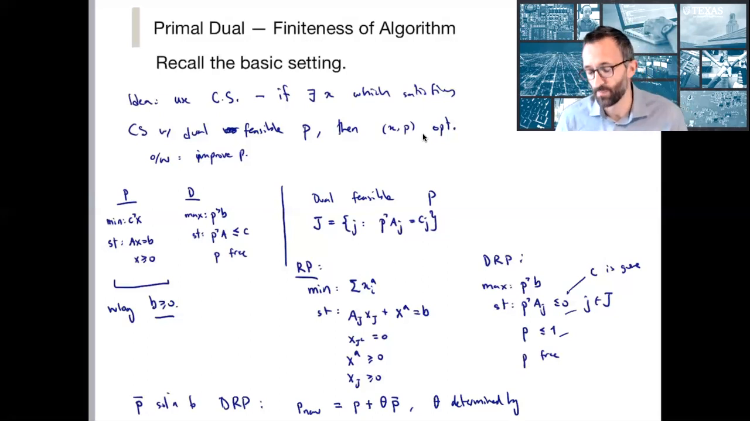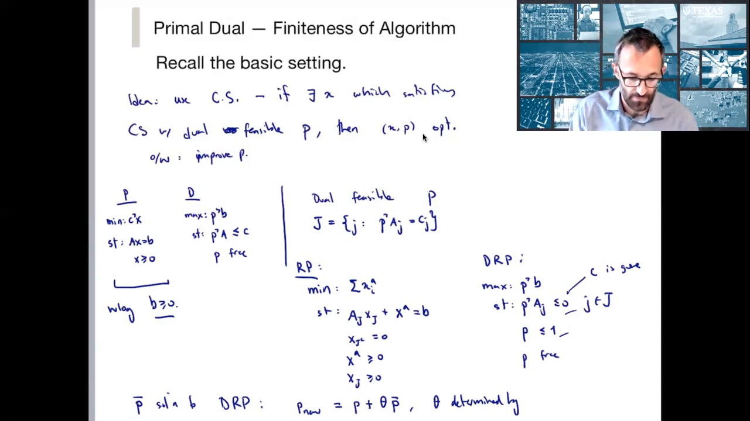Here something similar happens. J is the set of tight constraints in the dual. We find this P bar, we move in that direction until a new constraint has become 0. And that's how theta is determined. We gave those details last time.